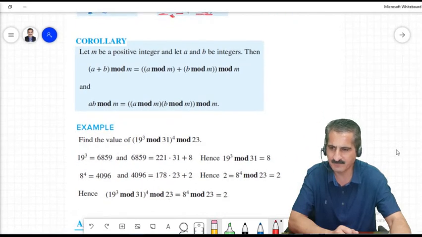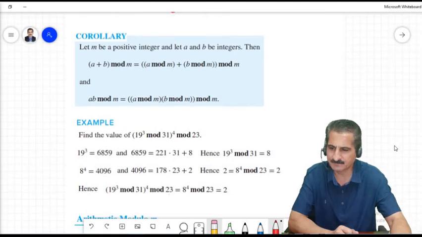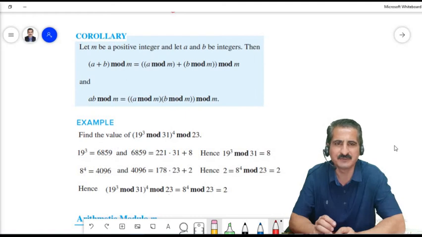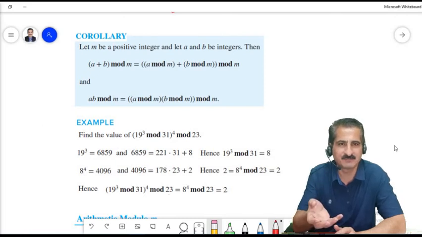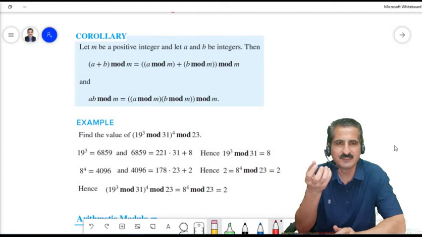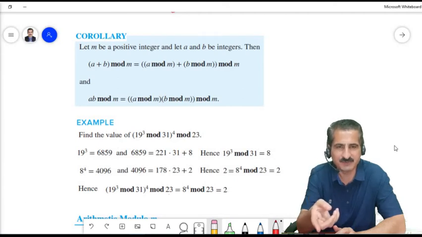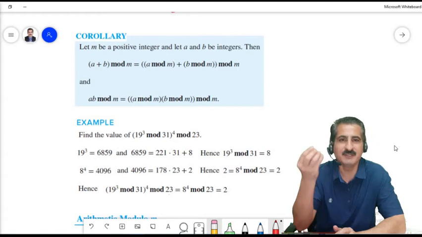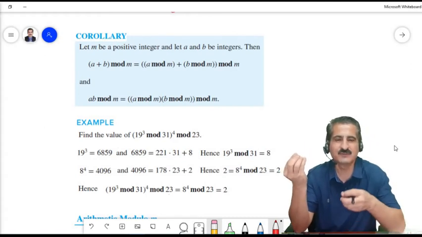Okay. Corollary. If you look at the notation of this corollary, it looks kind of confusing. But it is very simple, actually. Let me ask you, if you have two integers, a and b, and you want to divide by m, I want to ask about the remainder. If I add a plus b, I get a new integer. Divide that new integer by m, and then you get a remainder. Put it here.